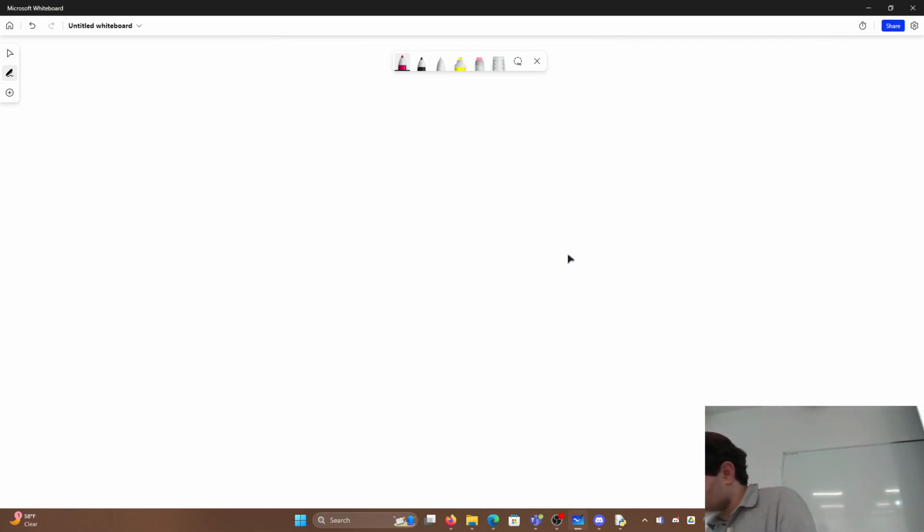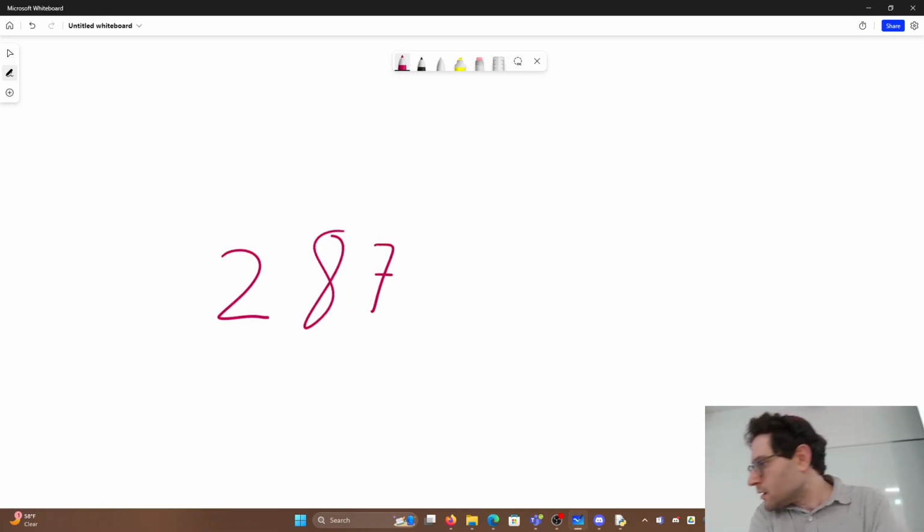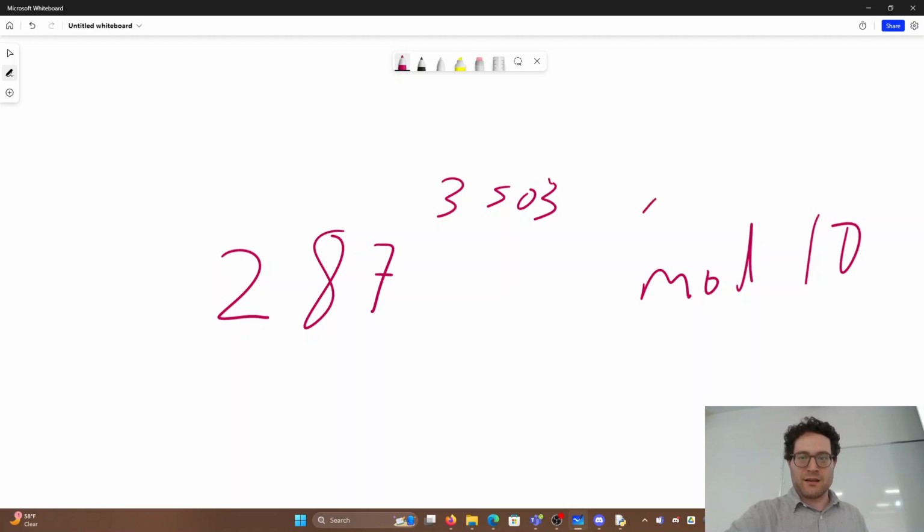So the next problem was problem 7, which is find the units digit of 287 to the 3503. Nice giant big power. So first off, what is this question asking in terms of what's applicable to this lesson? Mod 10, right? The units digit is mod 10. So it's asking what is this mod 10.